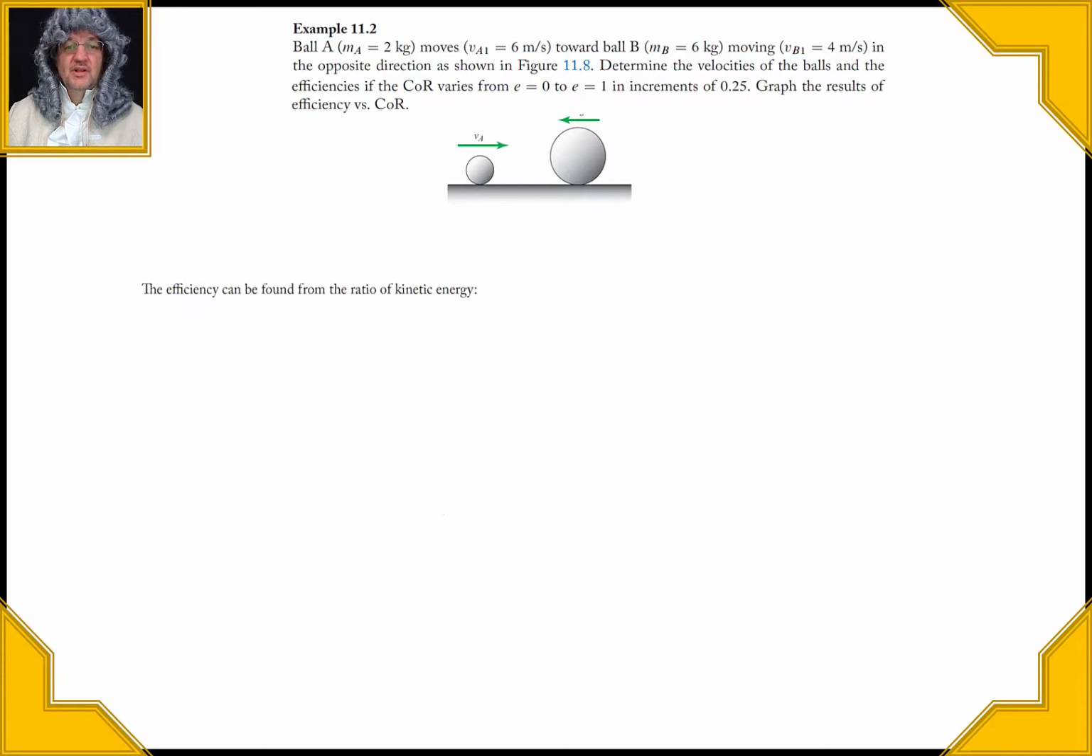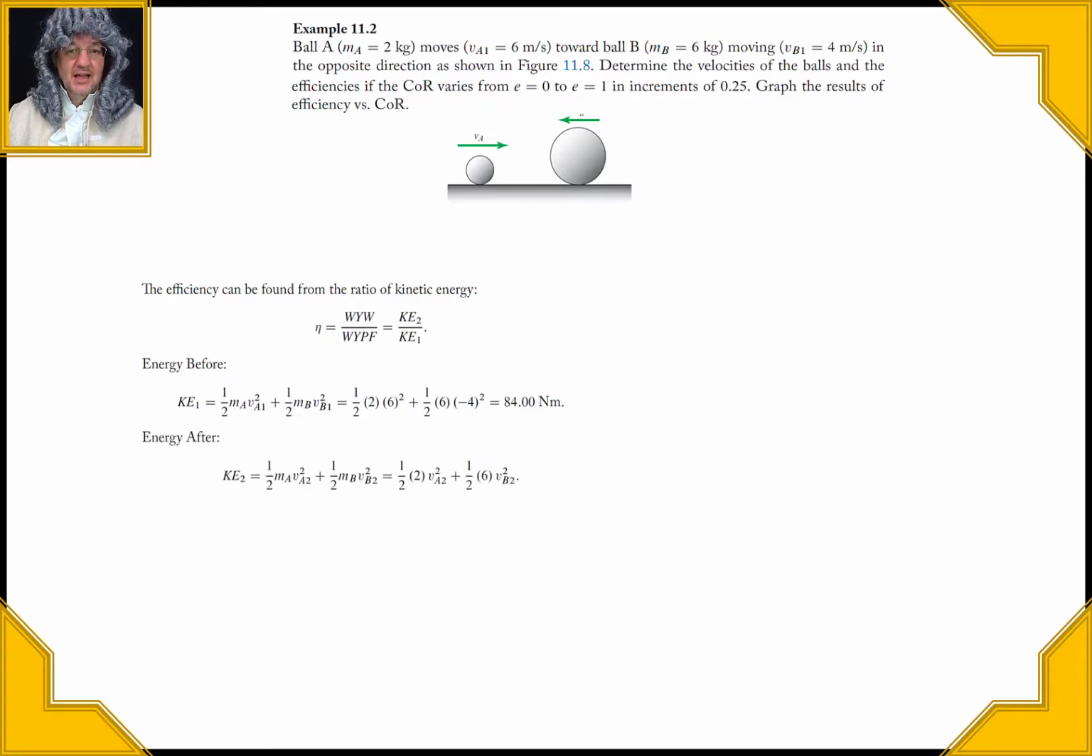We also want to figure out what the efficiency is. So the efficiency is going to be the ratio of the kinetic energy at the end to the kinetic energy when it starts, right? So here we go. The energy before is going to be the kinetic energy of both of the balls, and then the kinetic energy at the end is going to be the kinetic energy after. And note that they're both still variables in here because we want to find this for this range of things.